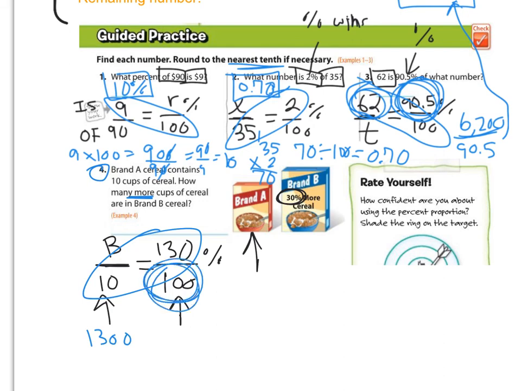From there you have to do step 2, divide by the remaining number, which is 100, and you're going to get 13. So brand B cereal has 13 cups, but they don't want to know how many cups it has. They want to know how many more cups does it have than brand A, which only has 10. So if you look at that, what's the difference between brand A versus brand B? How many more cups does it have? Oh, well, to go from 10 to 13, it has 3 more cups.